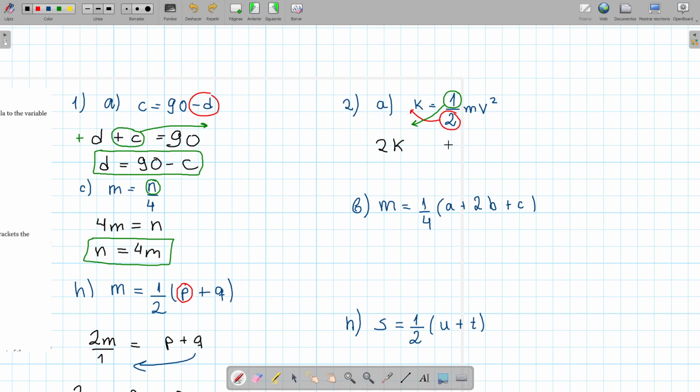Now, as you can see, what we have here is m times b squared.